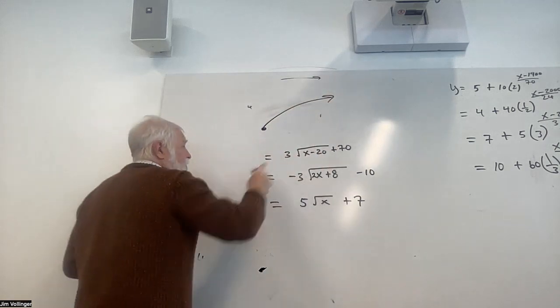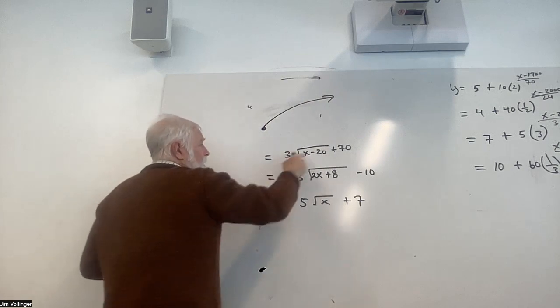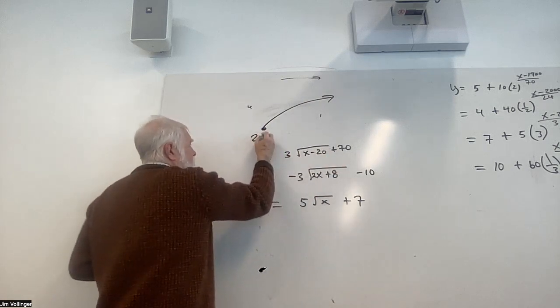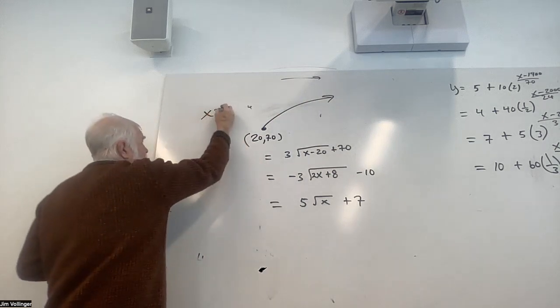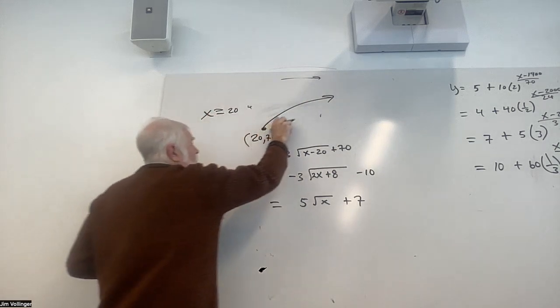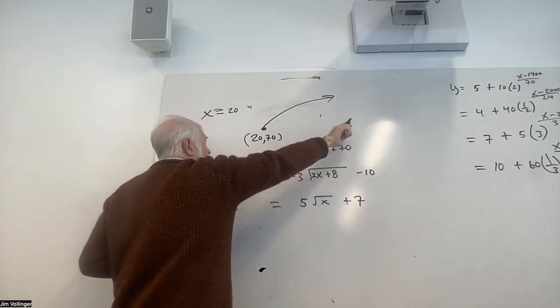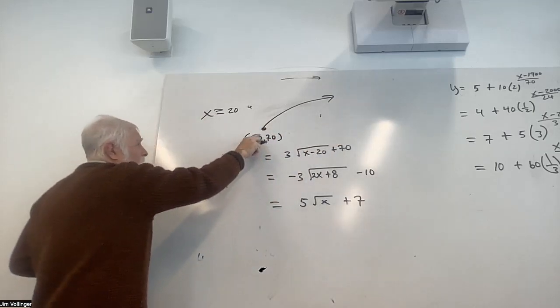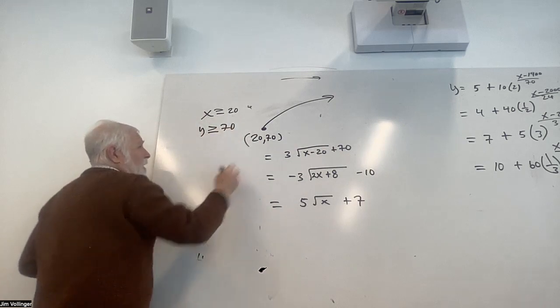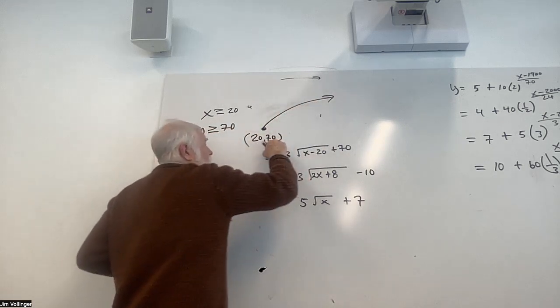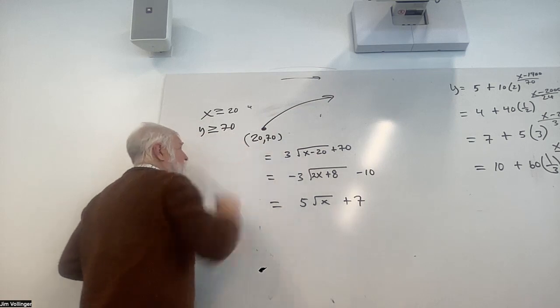Slow growth. 3 times what I had to begin with, though. 20 gets you 70. Which means that the domain is x values greater than or equal to 20. That's all these x values are to the right of 20, but it could also equal 20. And all these y values, the range is greater than 70. All those y values are bigger than this one, except for that one.